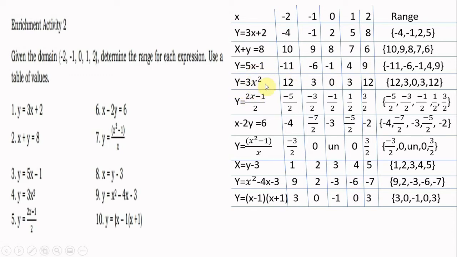Now y equals 3x squared. When x equals negative 2, negative 2 squared is 4, 4 times 3 is 12. If x is negative 1, negative 1 squared is 1, times 3 is 3.